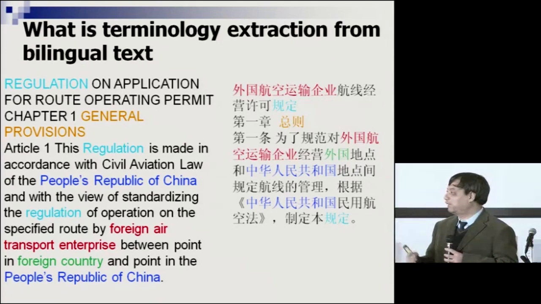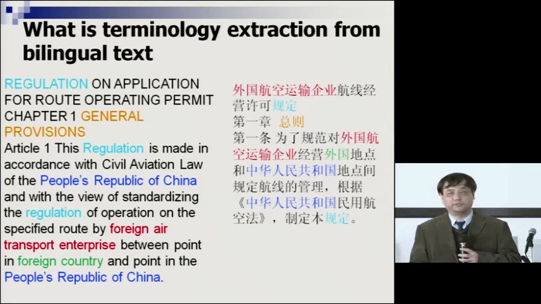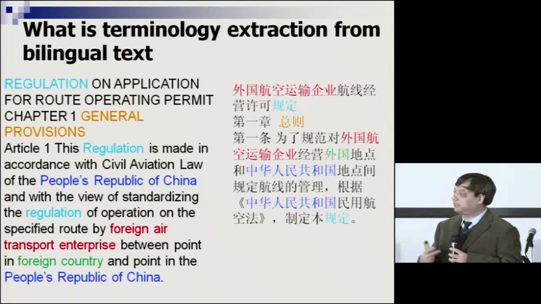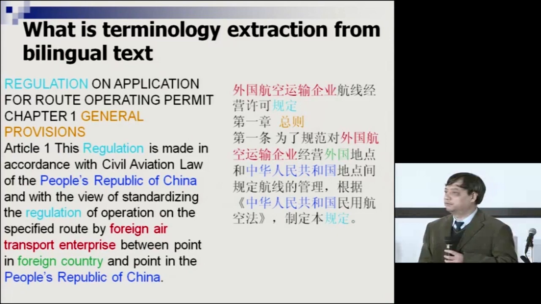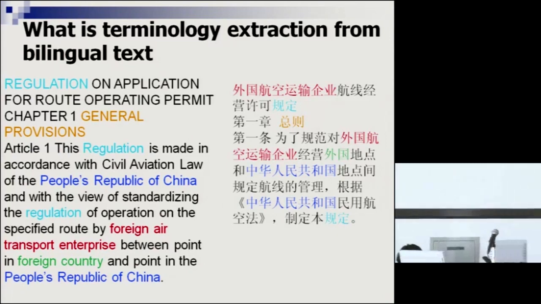Then you will use one evening to review the suggested translation pairs. Then you will get a high quality bilingual terminology. So that's the purpose of this research.